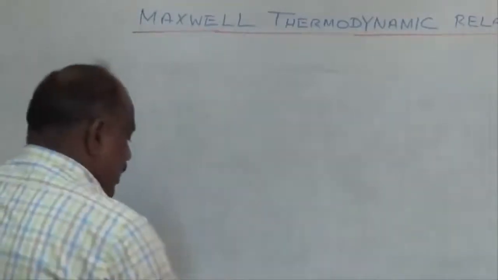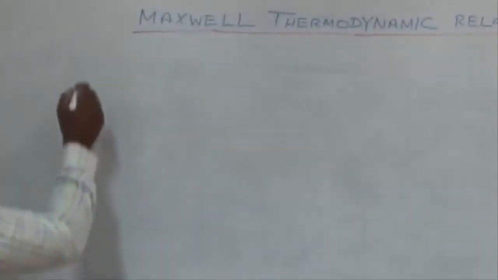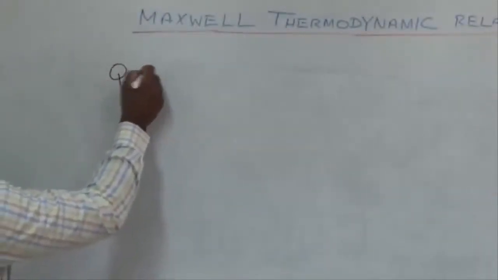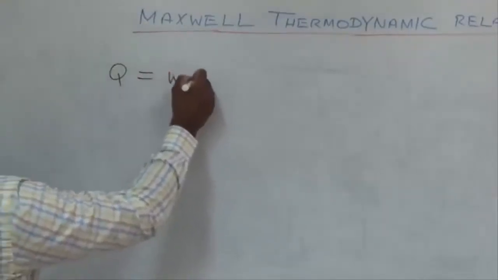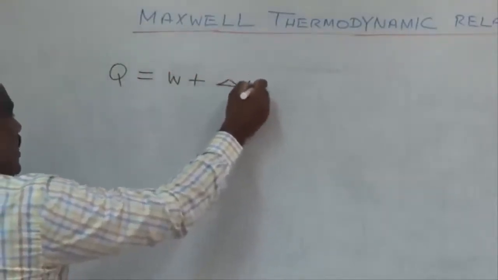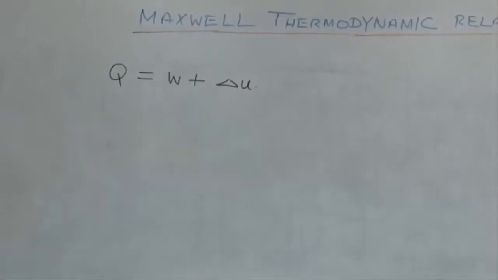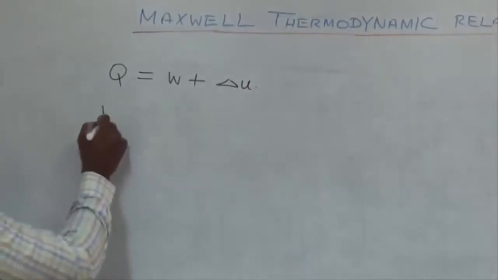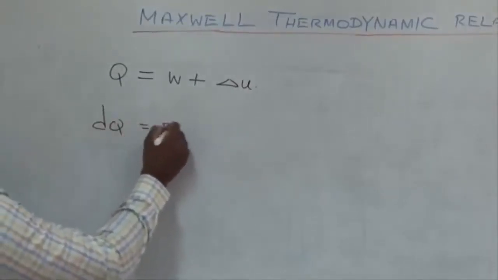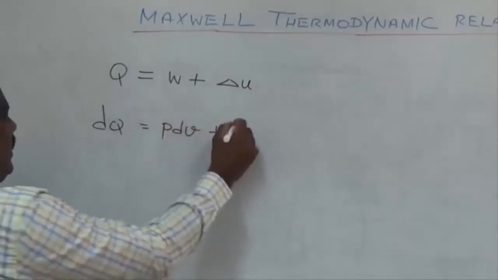Let us now come to the exact Maxwell relation derivation. We know the first law of thermodynamics applied to a closed system, Q equal to W plus ΔU. If I differentiate, then it will become dQ equal to PdV plus dU.